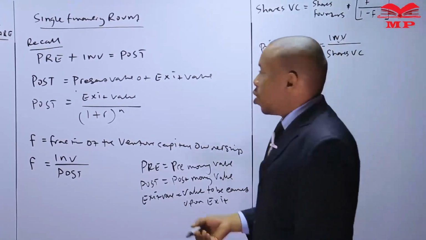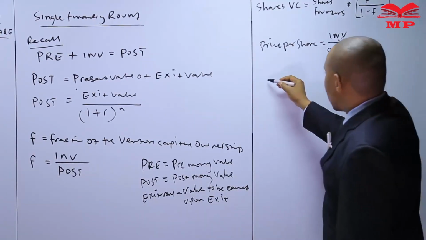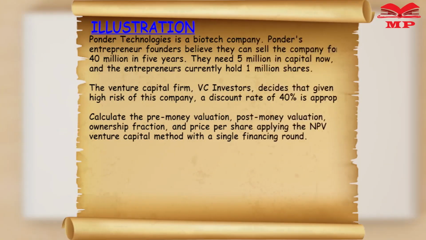Now, let's move on to demonstrating these values using an example. It reads as follows. Ponder Technologies is a biotech company. Ponder's entrepreneurs believe that they can sell the company for 40 million in 5 years. They need 5 million in capital now, and the entrepreneurs currently hold 1 million shares. The venture capital firm, VC investors, decides that given the high risk of the company, a discount rate of 40% is appropriate.